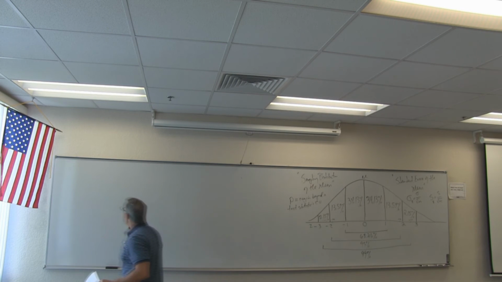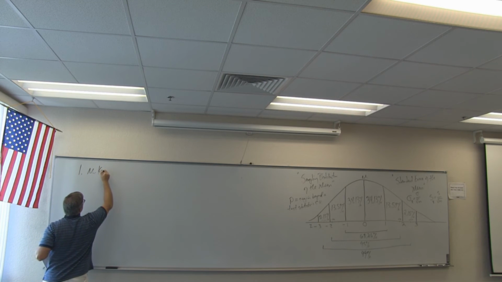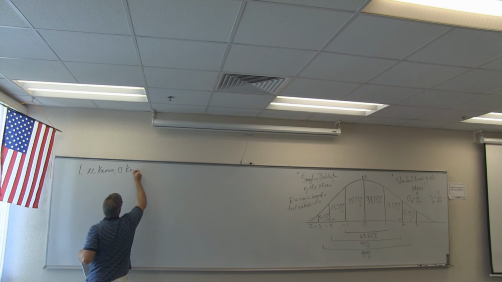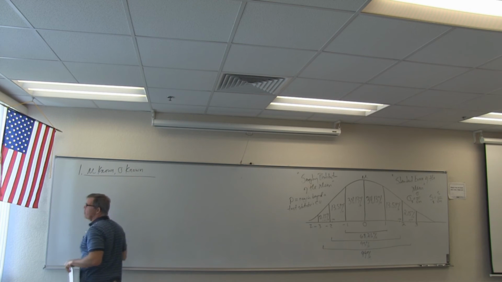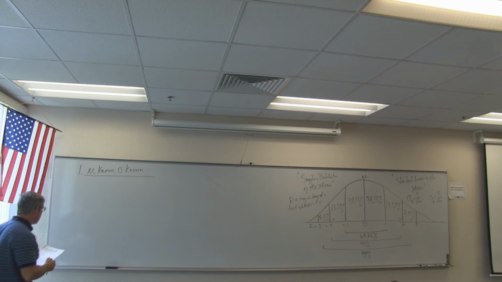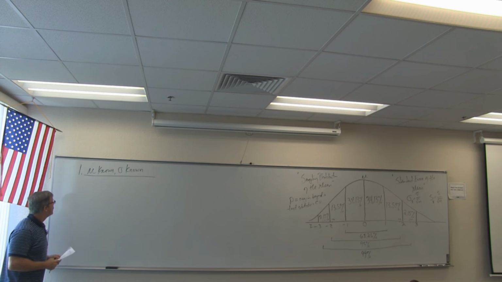This is out of chapter 9. Hypothesis test number 1 is a situation where mu is known and sigma is known. So our population mean and our population standard deviation are actually known. We're attempting to answer a research question. This is always the case.